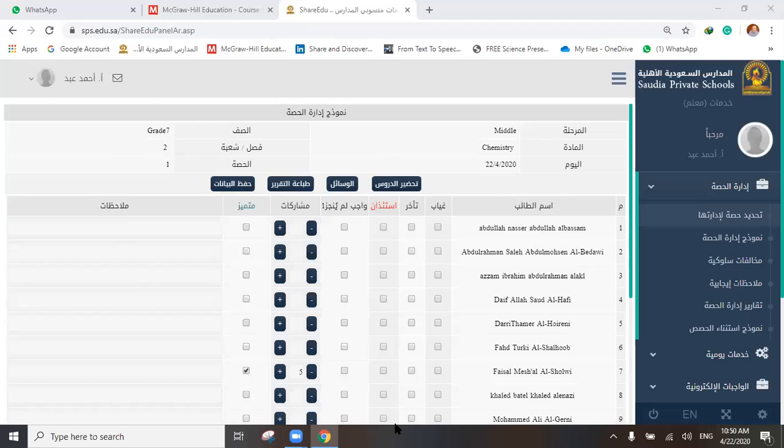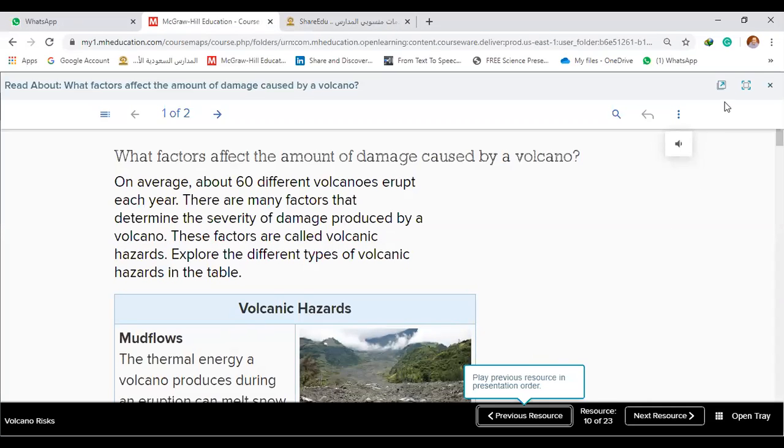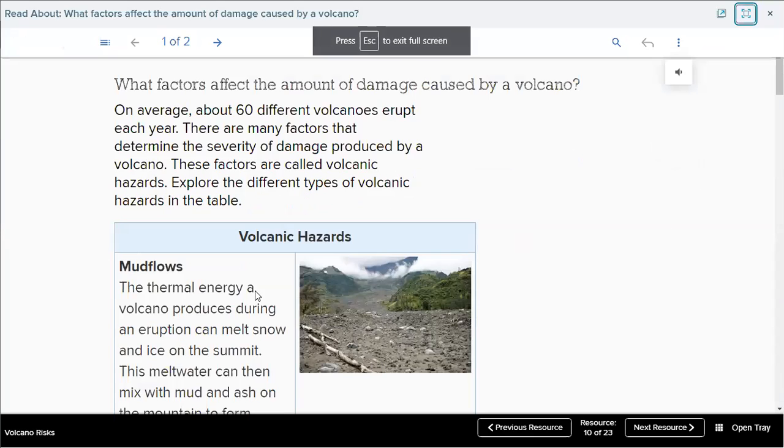Hope that this session will increase the knowledge that you have about our topic, which is called Volcano. Now, inshallah, we are going to review the sessions that we studied at the previous session. We are going to complete this volcano lesson, beginning with the factors that affect the amount of damage caused by a volcano.